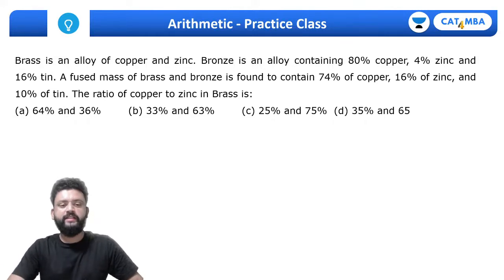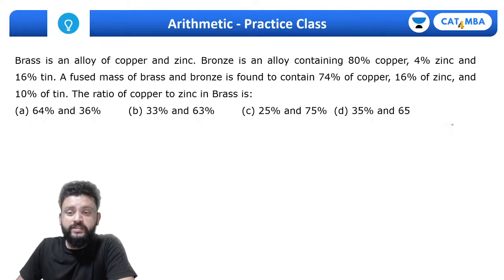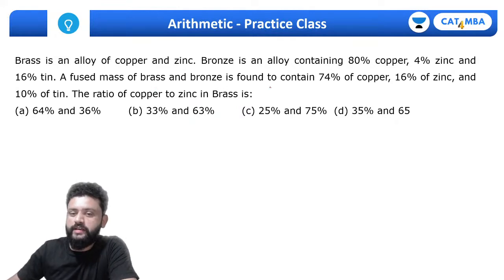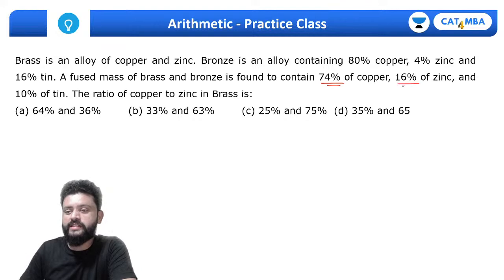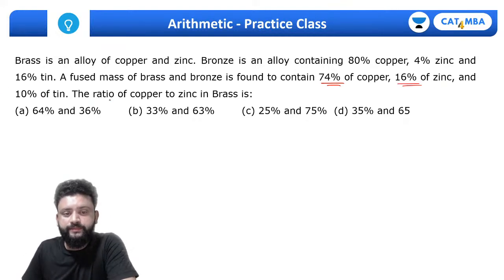Okay, so in this question it is given that brass is an alloy of copper and zinc. Bronze is an alloy containing 80% copper, 4% zinc and 16% tin. A fused mass of brass and bronze is found to contain 74% copper, 16% zinc and 10% of tin. Then the ratio of copper to zinc in the brass is?